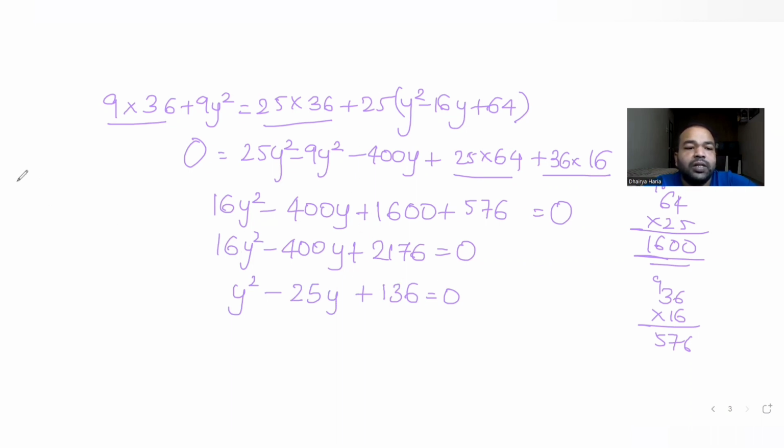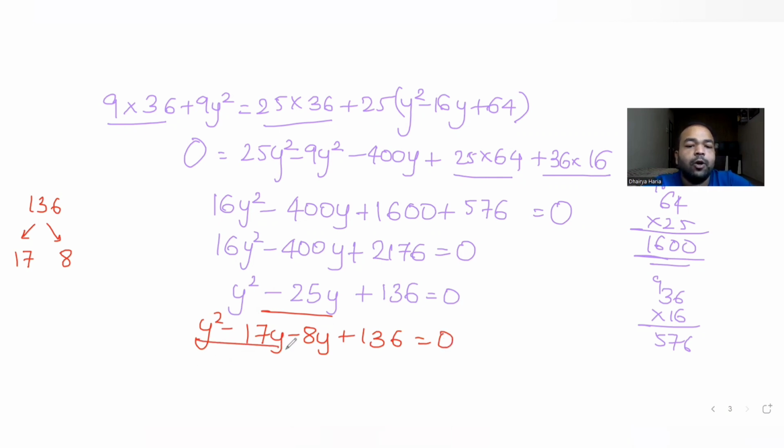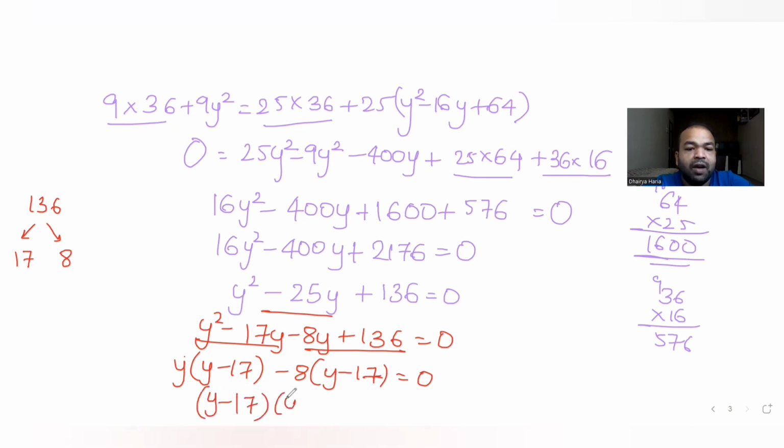Now I can split 136 as 17 into 8, which is 136, and 17 plus 8 also gives me 25. Split my middle term as y square minus 17y minus 8y plus 136 equal to 0. Taking common from these terms, I get y into (y minus 17) minus 8 into (y minus 17) equal to 0. So you have (y minus 17) and (y minus 8) equal to 0. Equating both of them with 0, I get y as 17 or 8.